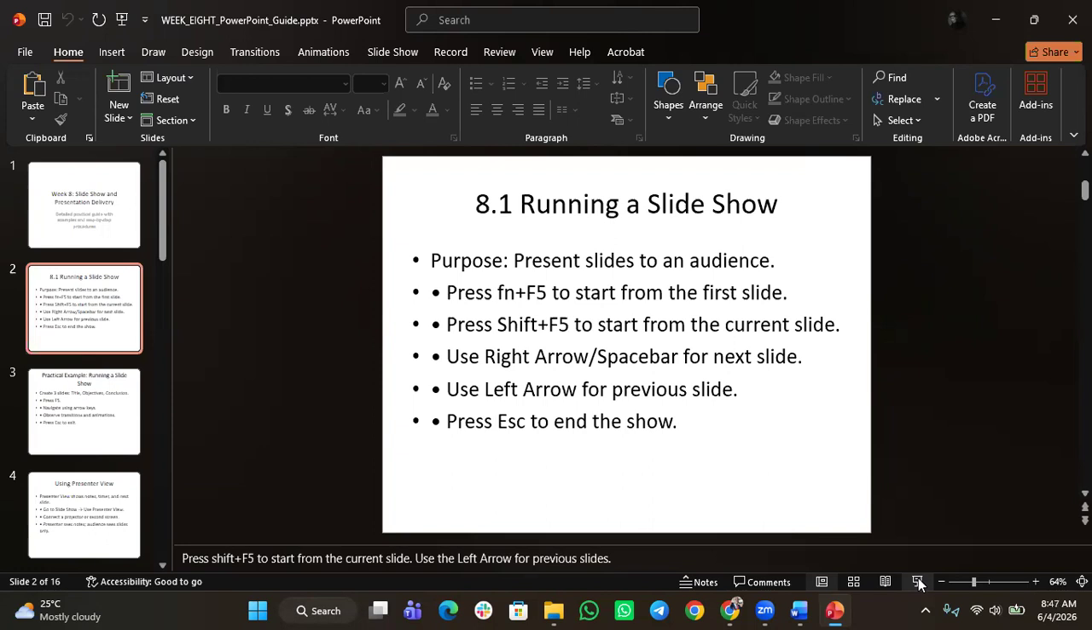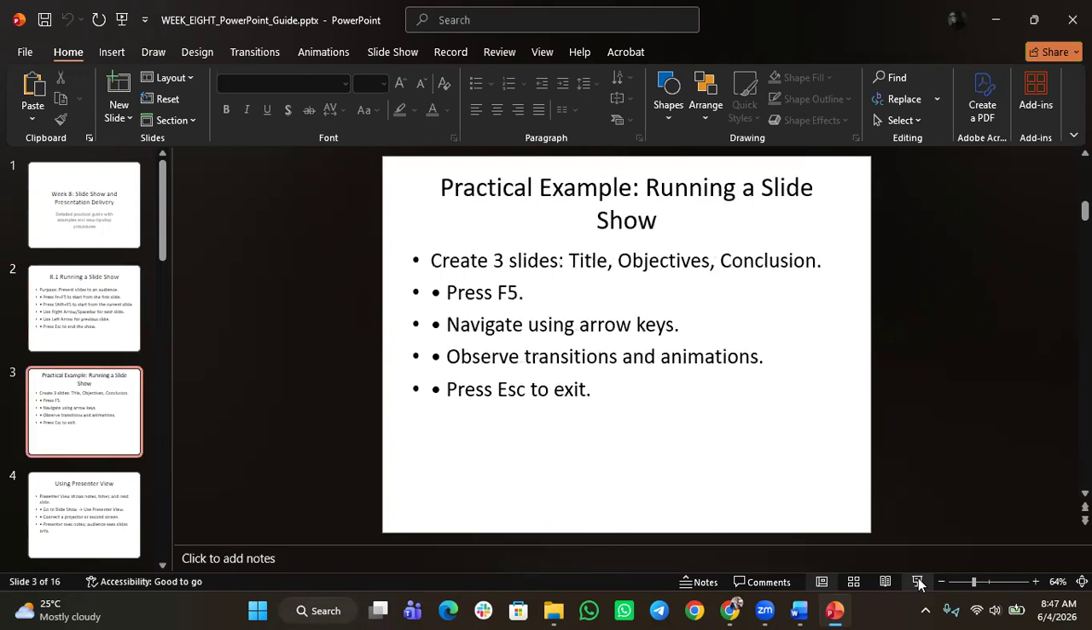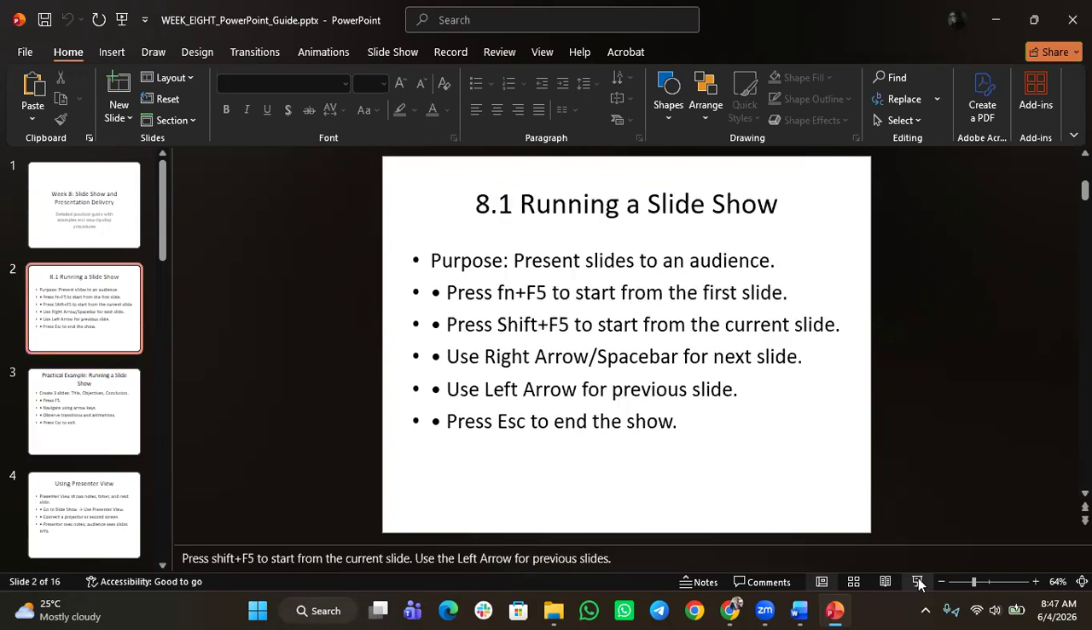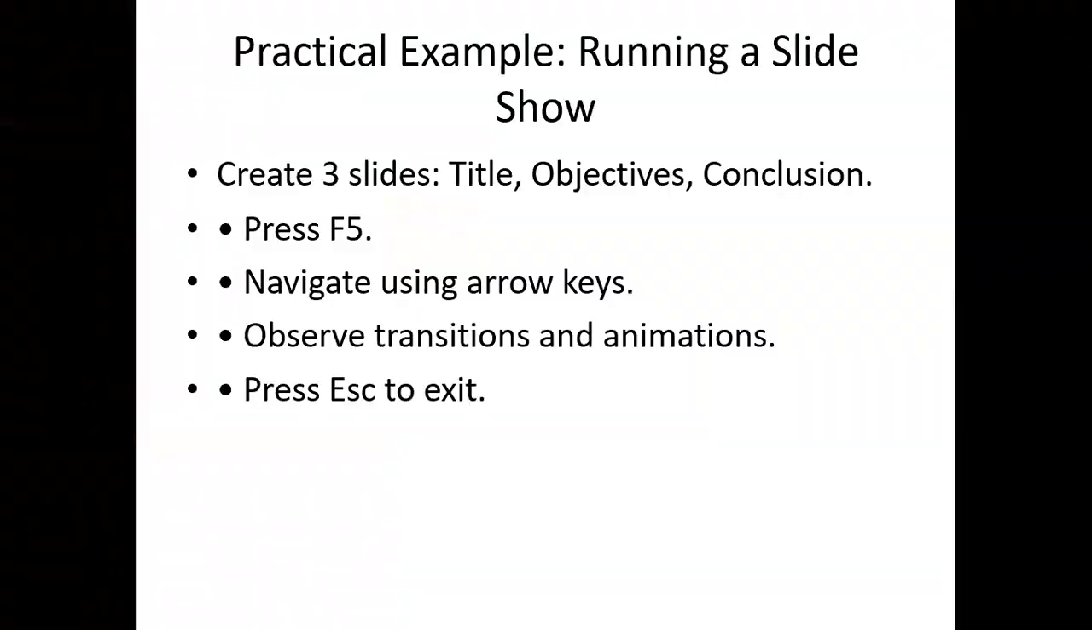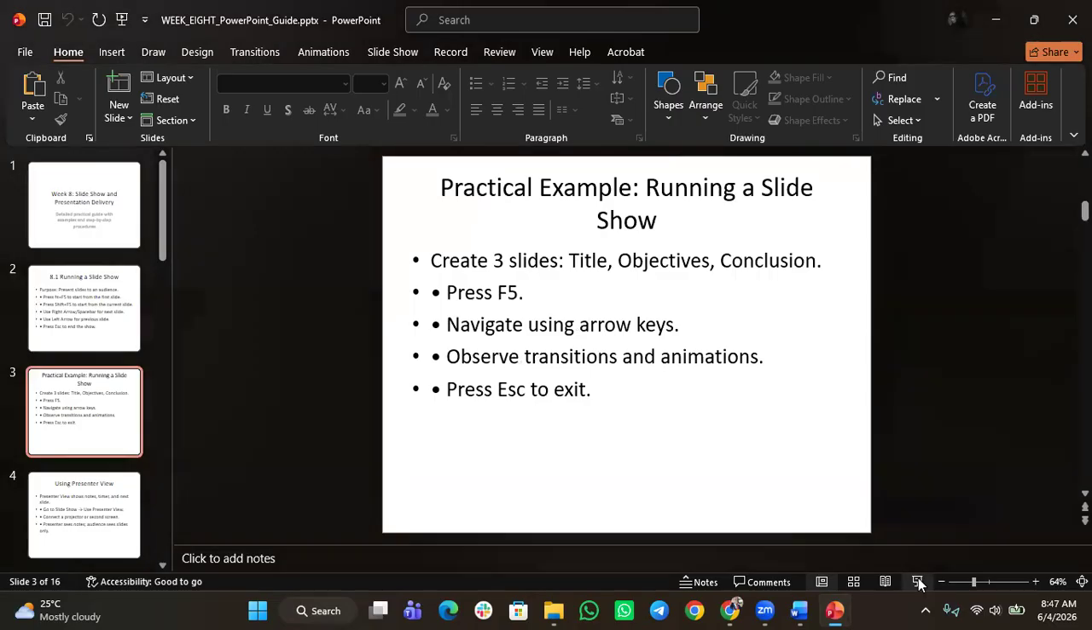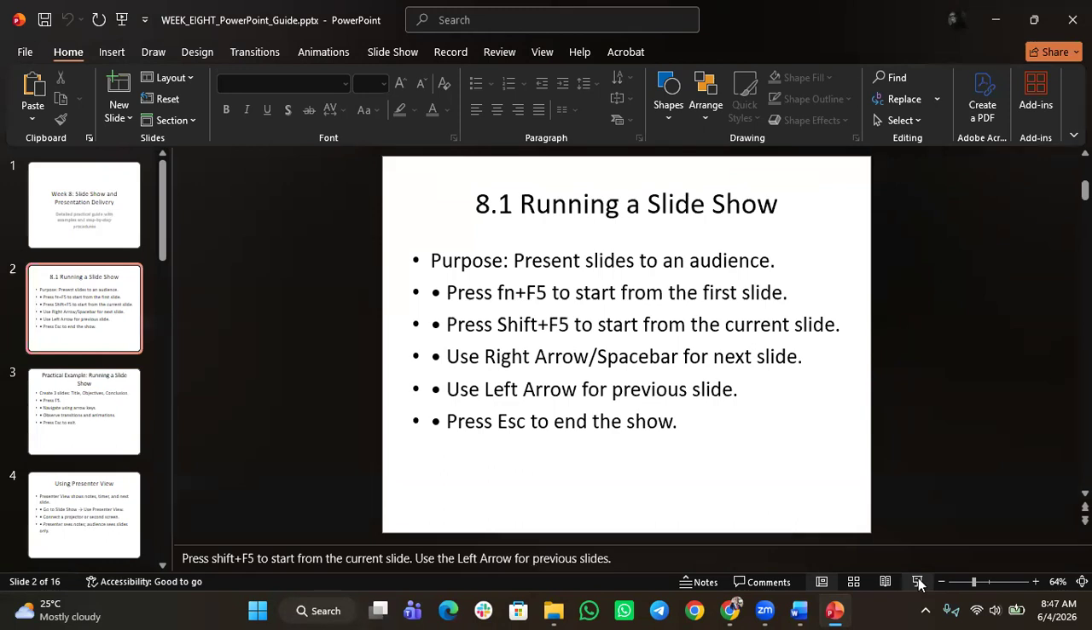But let's assume now, currently, let me move to the third slide. I'm in the third slide now. If I want to start from the third slide, then I will only press Shift plus the F5 key. I want this place to start. Then I will press the Shift and F5. That is exactly where it's displayed. Shift plus F5 is going to start from the exact slide that you are currently on.